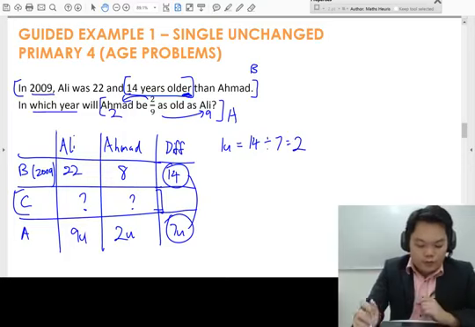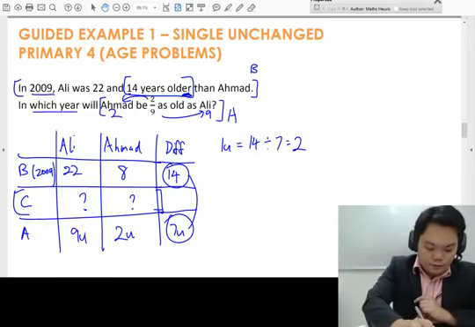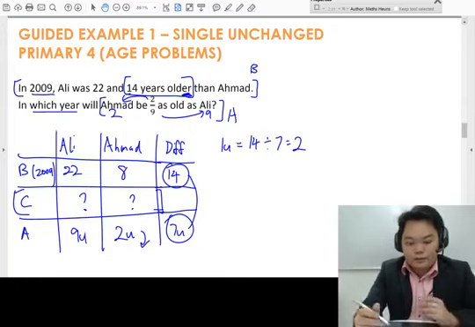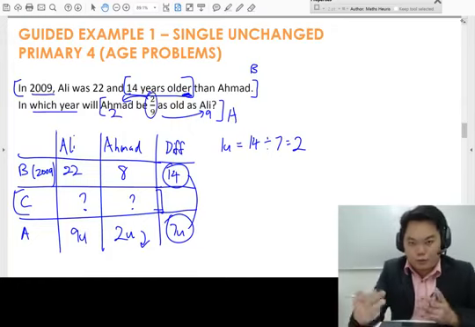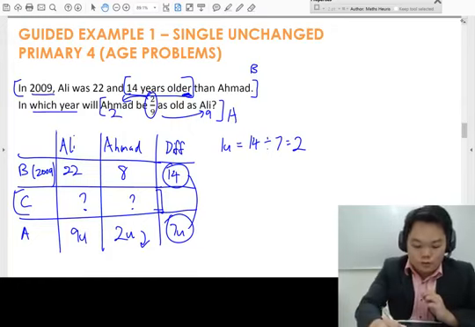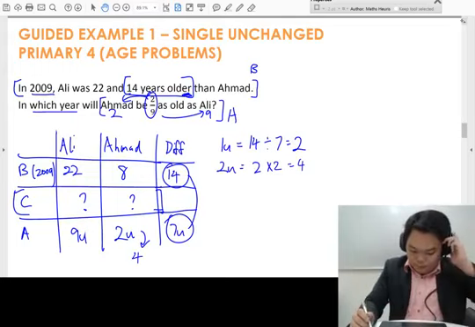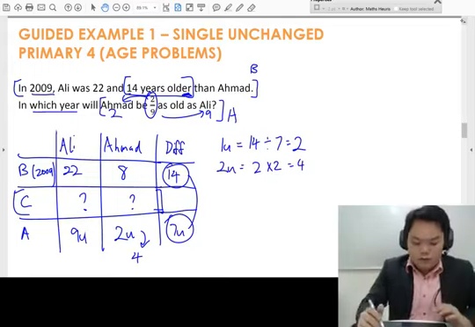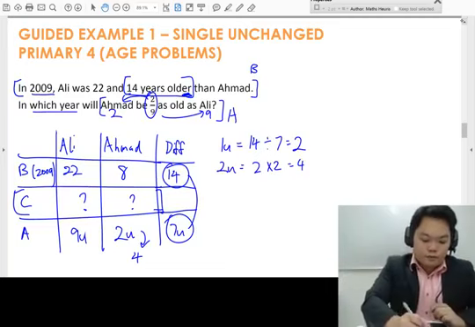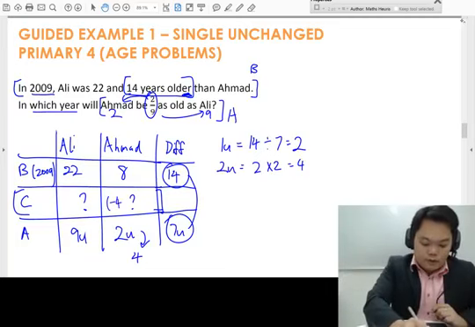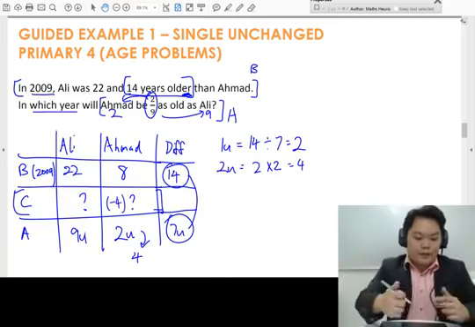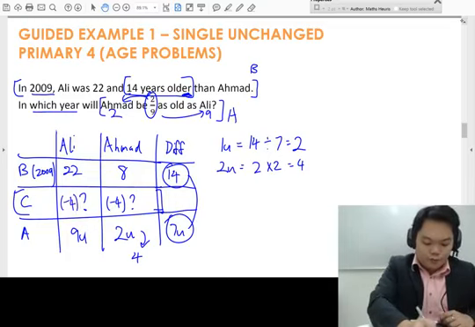So once you got that, we need to find out either Ahmad or Ali's age when this 2 out of 9 proportion happens. So 2 units will be 2 copies of 2, that will give you 4. So in this case, the change means that you need to move back by 4 years for both of them.